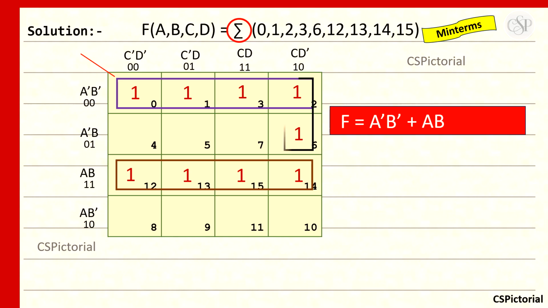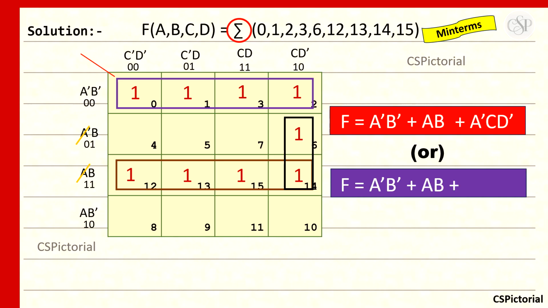This pair cancels out B, B bar, leaving A bar, C, D bar. Here is where the difference comes. We can make a pair the other way, leaving the term B, C, D bar. So we can get two simplified expressions, F equal to A bar B bar plus AB plus A bar C D bar, and also another simplified expression as F equal to A bar B bar plus AB plus B C D bar.